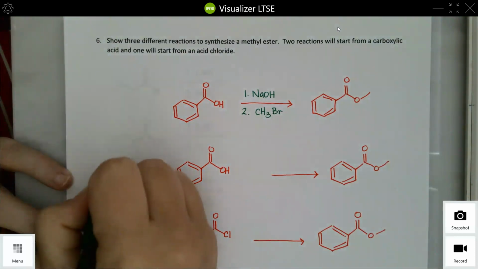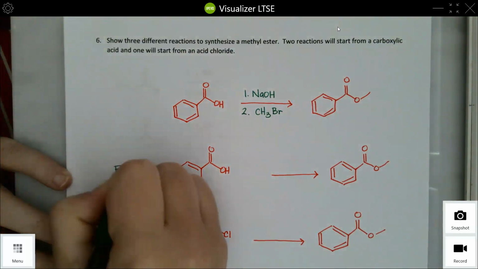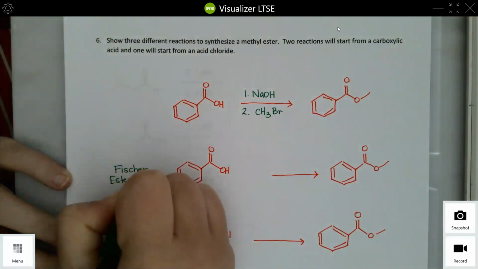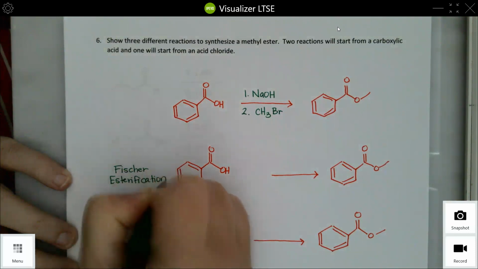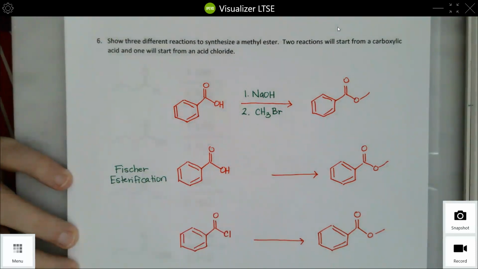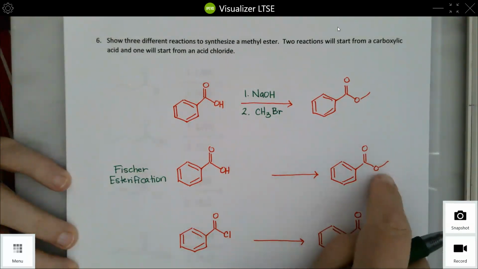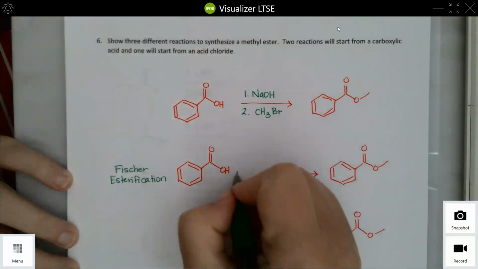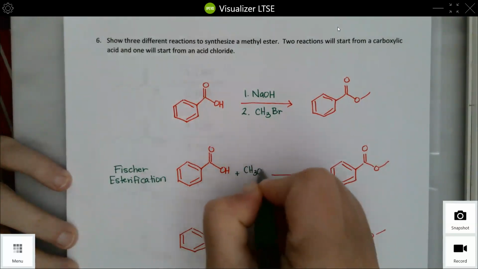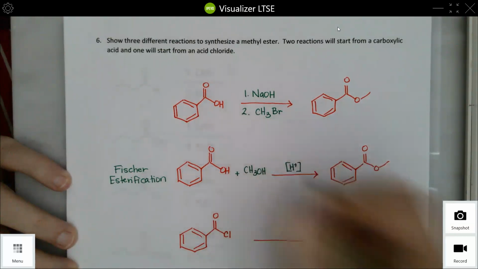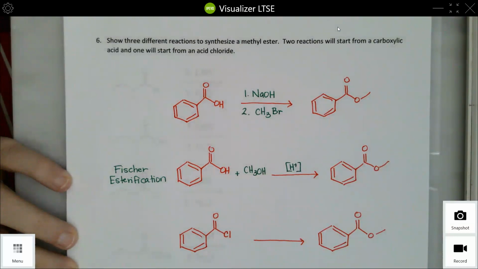The other way is to use the name reaction, the Fischer esterification. And that utilizes an alcohol, an acid, and an acid catalyst. So because we're making the methyl ester, we want to use methanol. And then we just need a strong acid catalyst, like a drop of sulfuric acid, and that is usually just written as a proton in brackets.